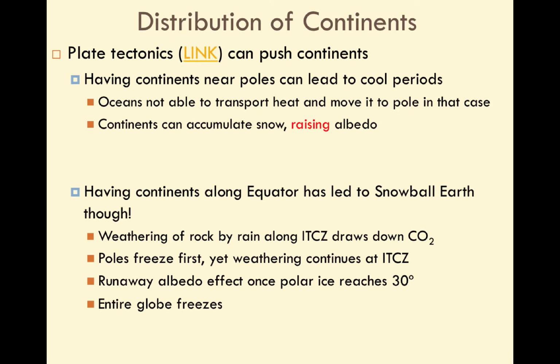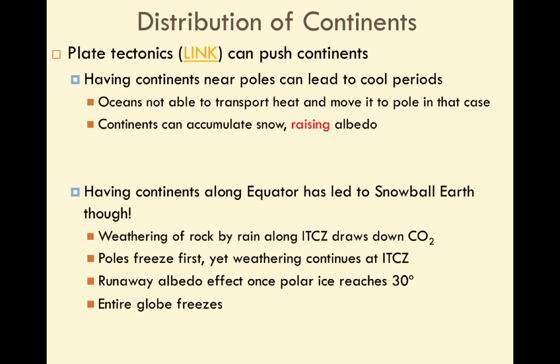If you put a continent there, that can't happen. Continents can also accumulate snow if they're at the extreme poles, which can raise the overall albedo of the Earth as well. Having continents along the equator, however, has led in the deep past to what are called several snowball Earth episodes.